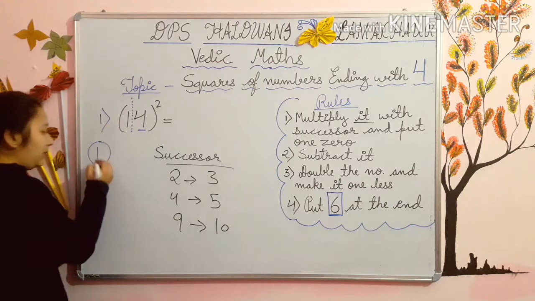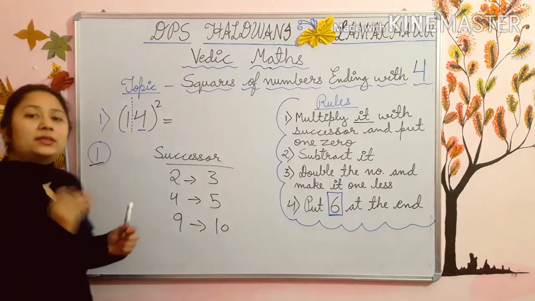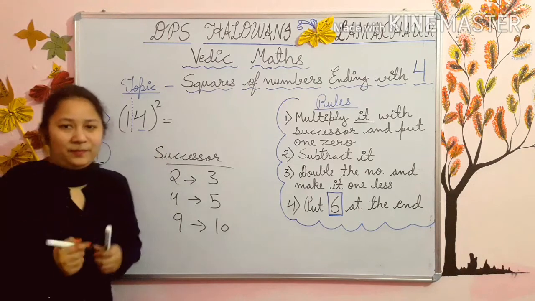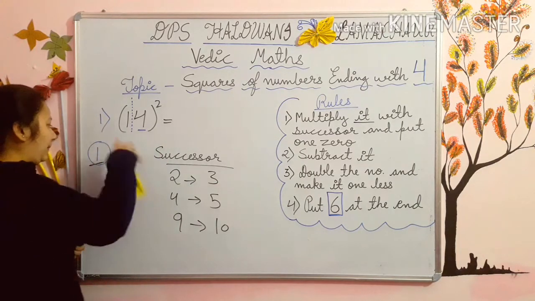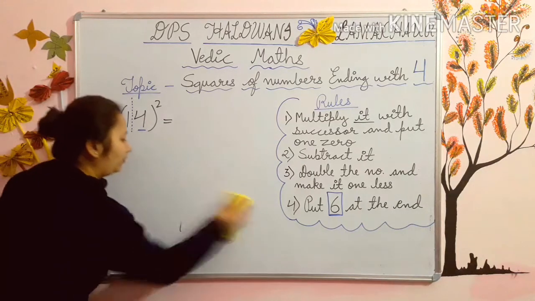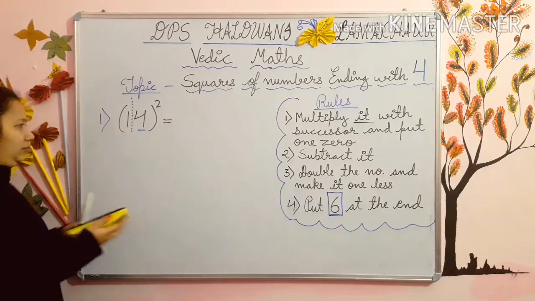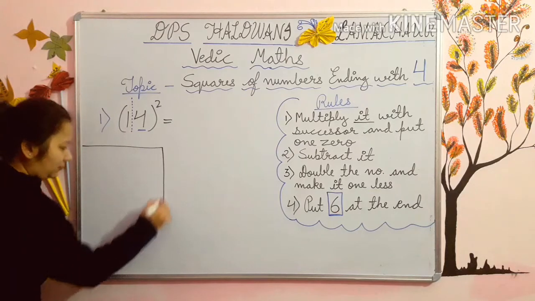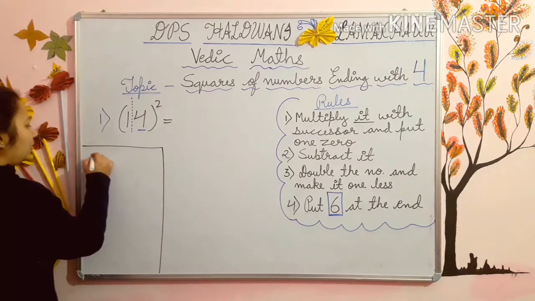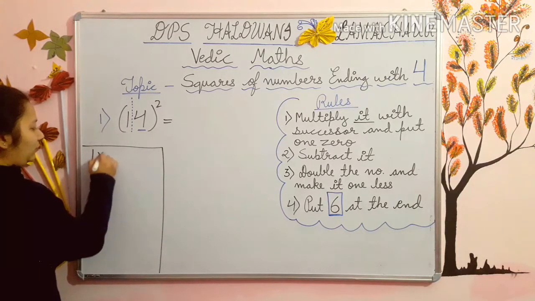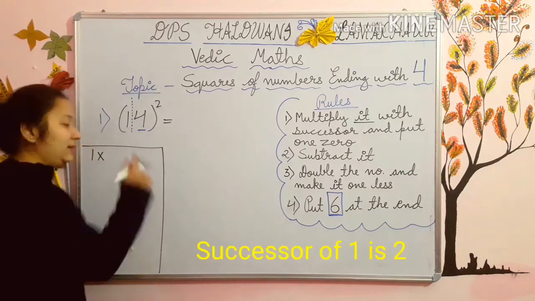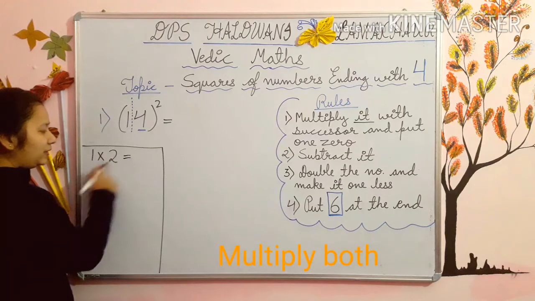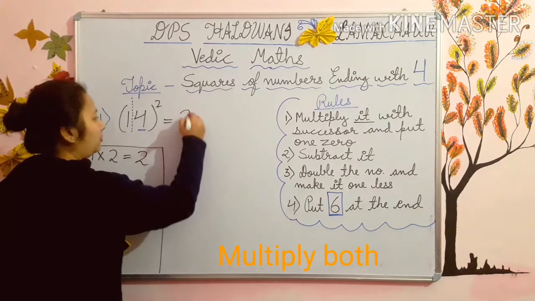Now what is your number? 1. Now the successor of 1 is 2. So you have to multiply both of them. I am doing the rough work here. So multiply the 1 with its successor. Successor of 1 is 2. So 2 ones are 2. So put 1 2.